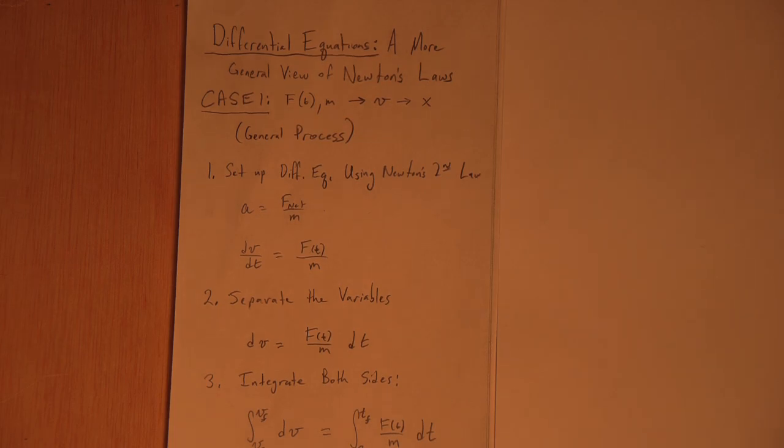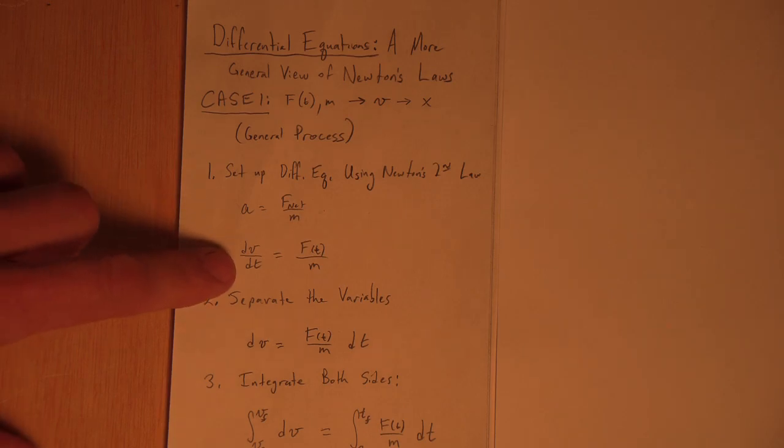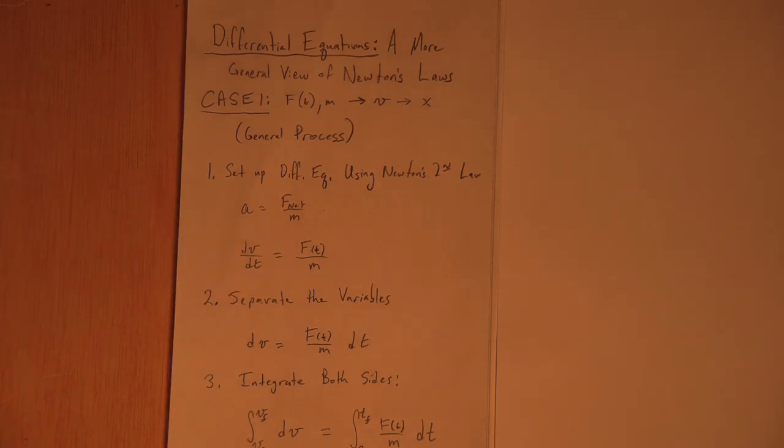So what are differential equations? Well, first of all, it's a more general view of Newton's laws, because Newton's second law is a equals F net over m. But it's important to realize that a is actually a derivative, dv/dt, the derivative of velocity. So what Newton's second law is, it doesn't define a function. It defines the derivative of the function. And then there are entire courses dedicated to finding the original function.